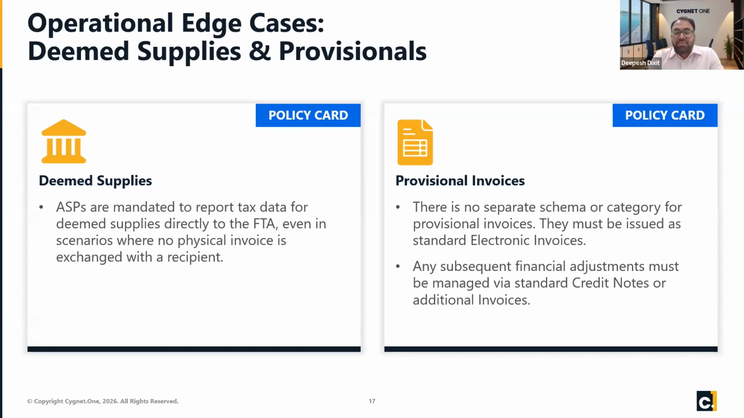Now, if we talk about the provisional invoices, there would be no separate schema for those provisional invoices, as it has been clearly mentioned that there are only 16 use case scenarios, right, which include the export standard transaction invoices and the commercial invoices. In that case, provisional invoices will also be considered as standard electronic invoices only. And if any future adjustment is required for those provisional invoices, it has to be done through credit notes only, or any kind of additional invoices. But again, that would also be a part of the standard invoice and the standard credit note.